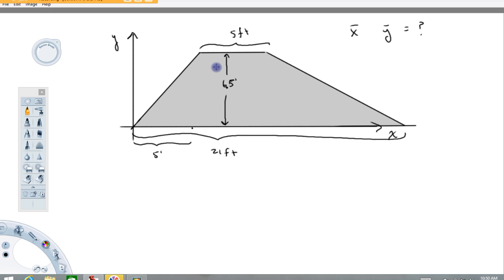So if you've seen my videos about centroids and center of mass, center of area, we're going to use the idea of weighted average to calculate the centroid of this geometry. Now, before I even do that, I'm going to break this up into pieces.